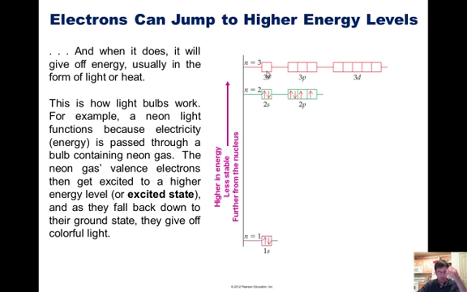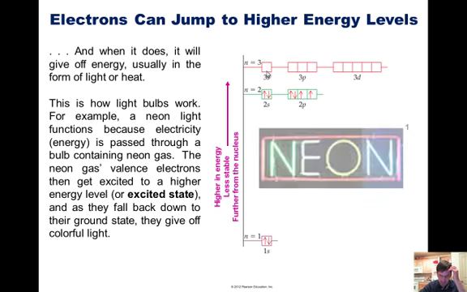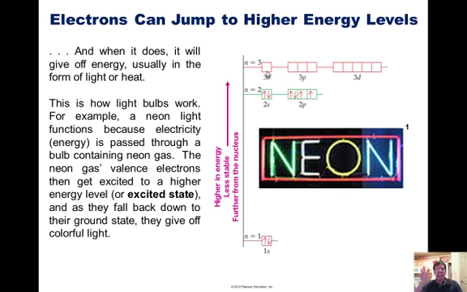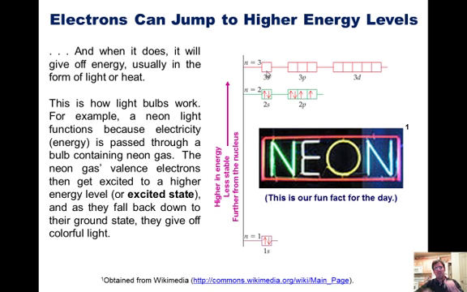Now this is how a light bulb works. For example, a neon light functions because electricity, energy, is passed through a bulb that is filled with neon gas. The neon gas's individual atoms, valence electrons, then get excited and get promoted to a higher energy level called an excited state. And then as those electrons fall back down to their ground states, they give off colorful light. This, just so you know, is our fun fact for the day.